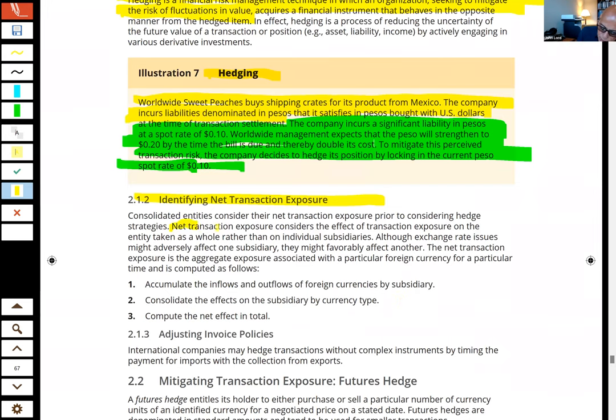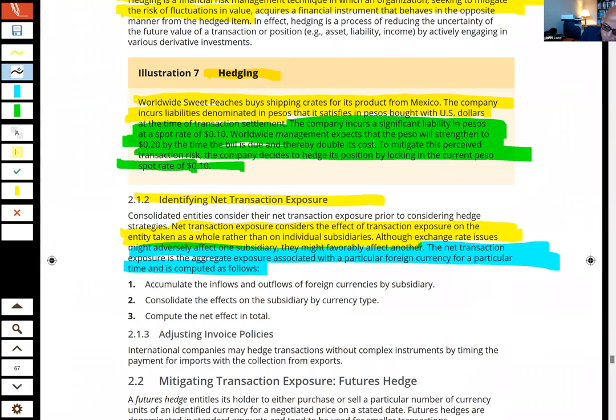Now, the net transaction exposure considers the effect of transaction exposure on the entity taken as a whole rather than on individual subsidiaries. So if you have some subsidiaries in which your currency is going to move in your favor, others where the currency is going to move against you, then you would net those out. Something might adversely affect one subsidiary, but might favorably affect another.